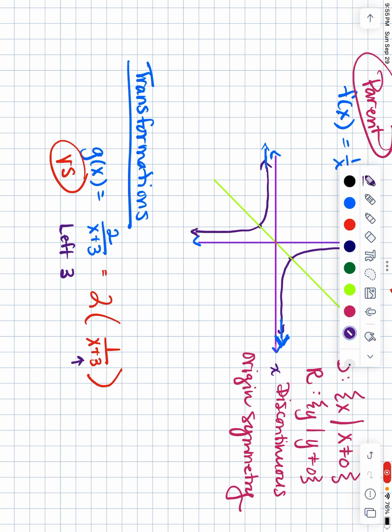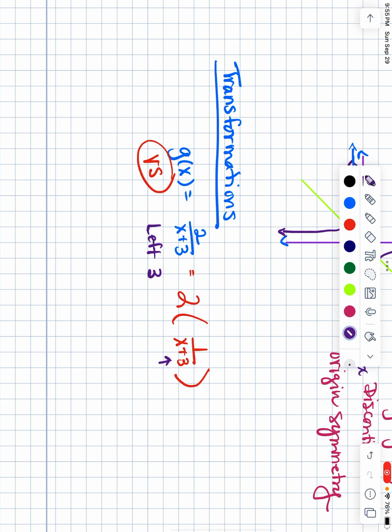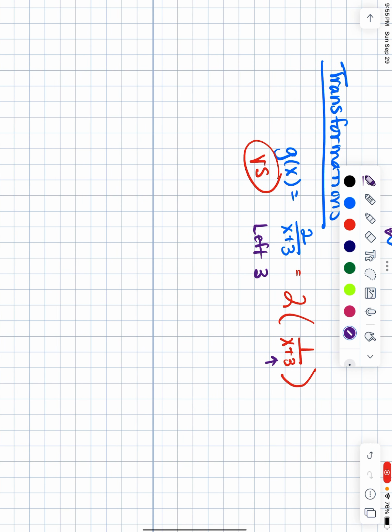Okay, so to do that, you need to be able to look at the equation and be like, this is what's going on as far as transformations go. Because in a little bit, not today, but in a little bit, we're going to be able to sketch this without using our graphing utility.